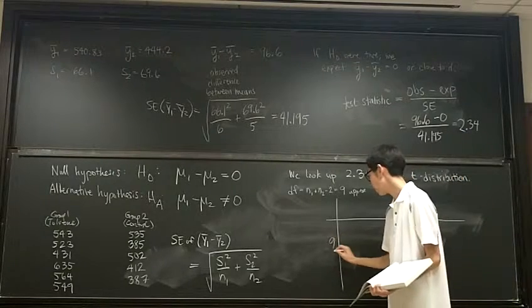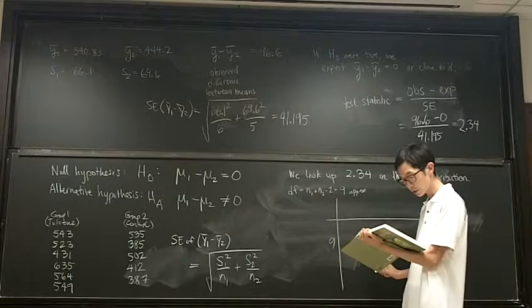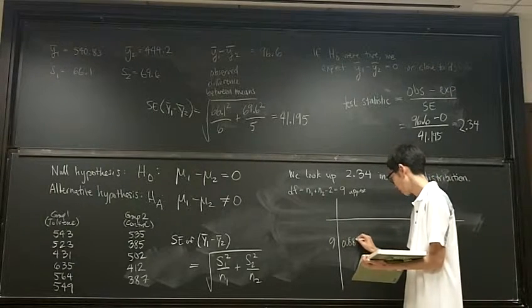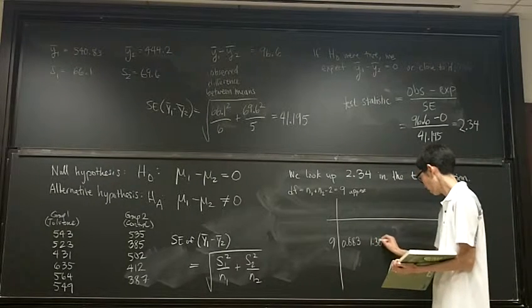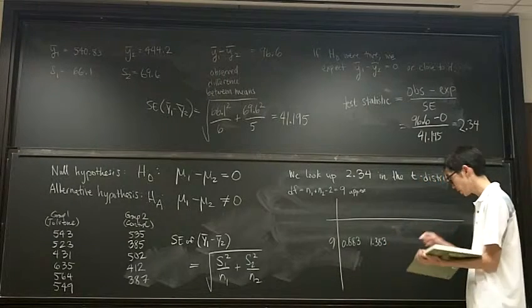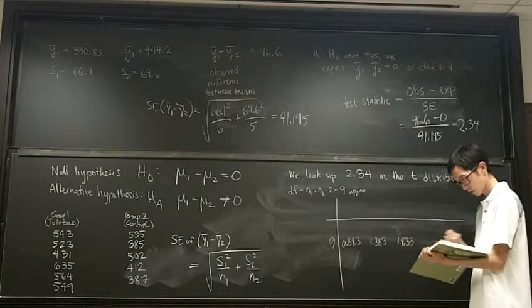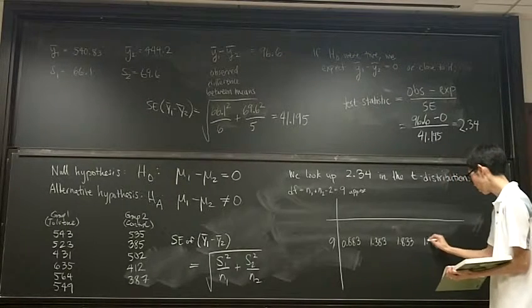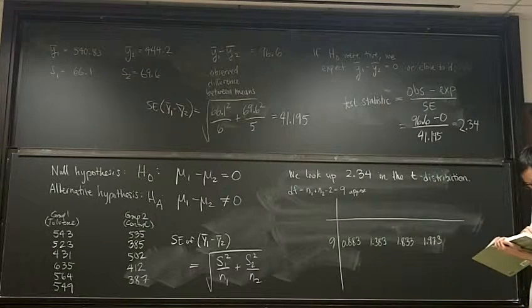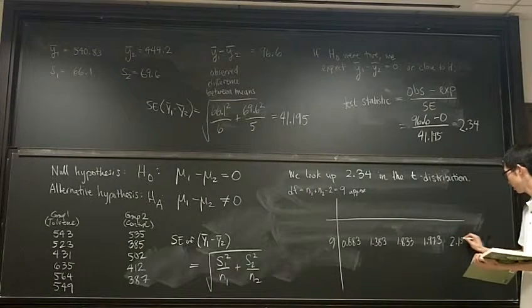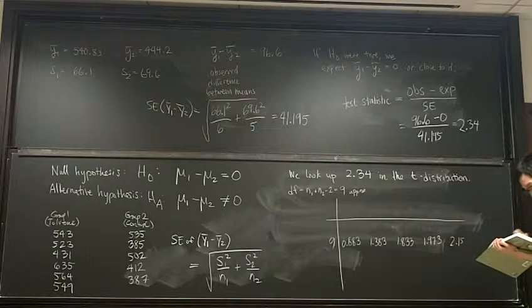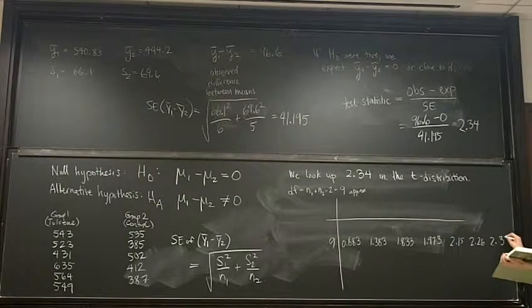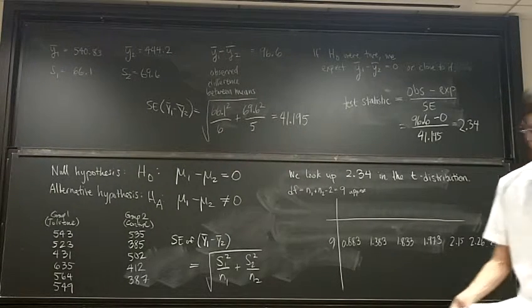We're going to the row for 9 degrees of freedom, and I'm just going to copy the numbers that I see there. I got 0.883, 1.383, 1.833, 1.973, 2.15. Oh man, I'm going to run out of space. 2.26, 2.398. I'm just going to have to stop there.